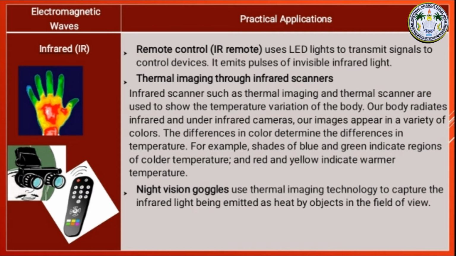Another one is thermal imaging through infrared scanners. Infrared scanners such as thermal imaging and thermal scanner are used to show the temperature variation of the body. Our body radiates infrared, and under infrared cameras, our images appear in a variety of colors. The differences in color determine the differences in temperature. For example, shades of blue and green indicate regions of colder temperature, and red and yellow indicate warmer temperature.